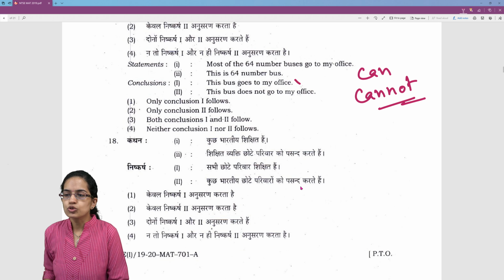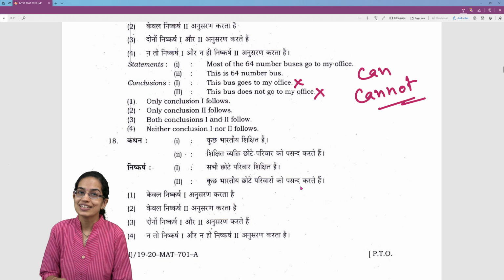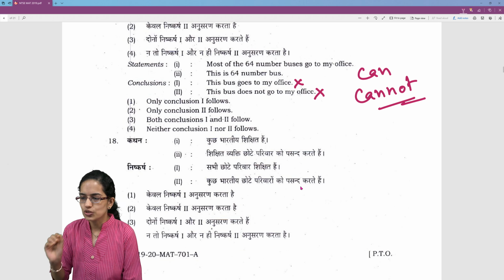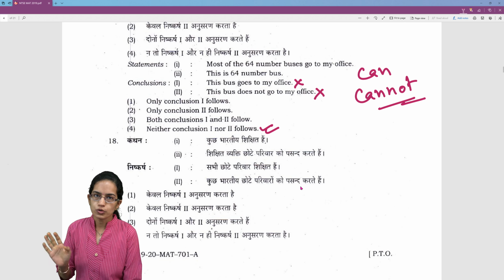So this bus goes to my office is incorrect. This bus does not go to my office is also incorrect. I cannot actually say whether this bus would go or not until I have some concrete information. So neither conclusion 1 nor 2 follows in this case.